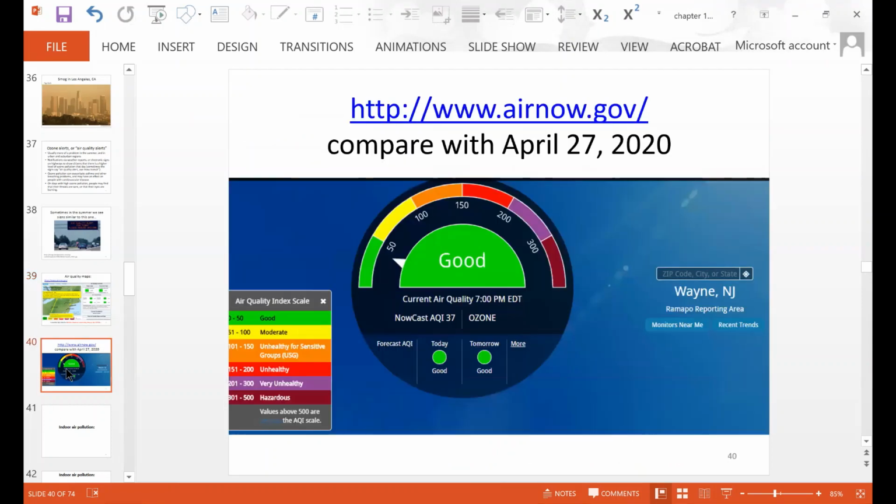But there is this scale as well. This is April 27, 2020, also for Wayne, New Jersey. And it shows AQI was 37. That's air quality index. 37 is in the good range.